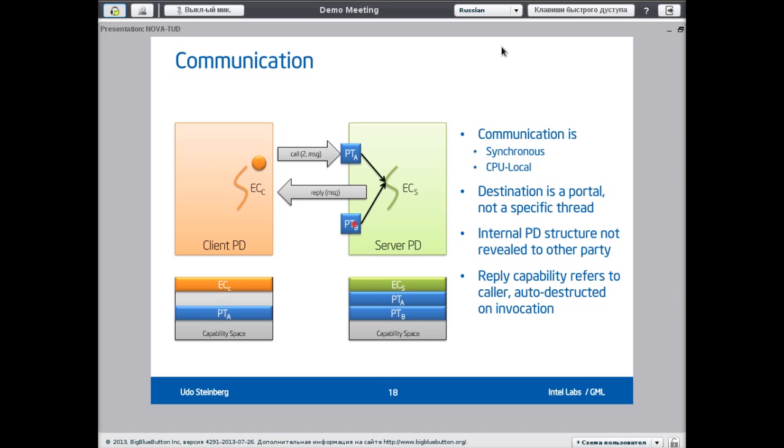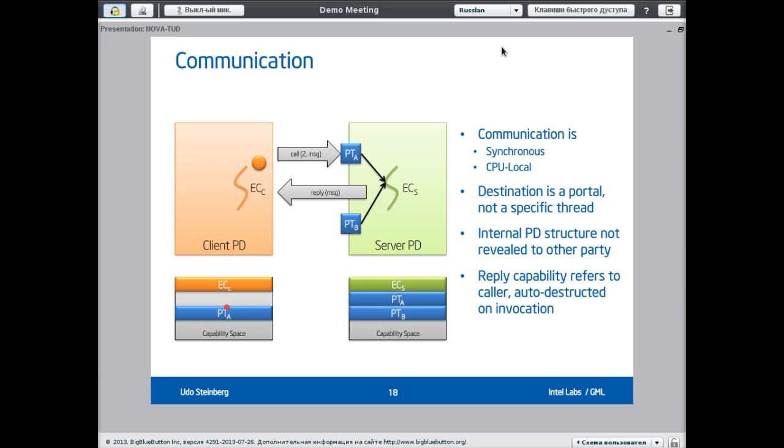Now, if the client wants to talk to the server, it first needs to obtain a capability to one of those portals. In this case, the client has obtained a capability to portal A, which is stored in its capability space. And if the client now wants to call the server, it would issue a hypercall. It would say, call the capability number 2, which is portal A, and send a message.